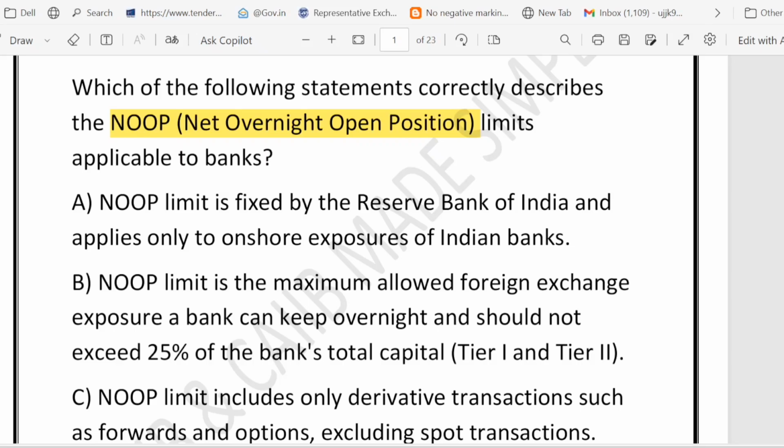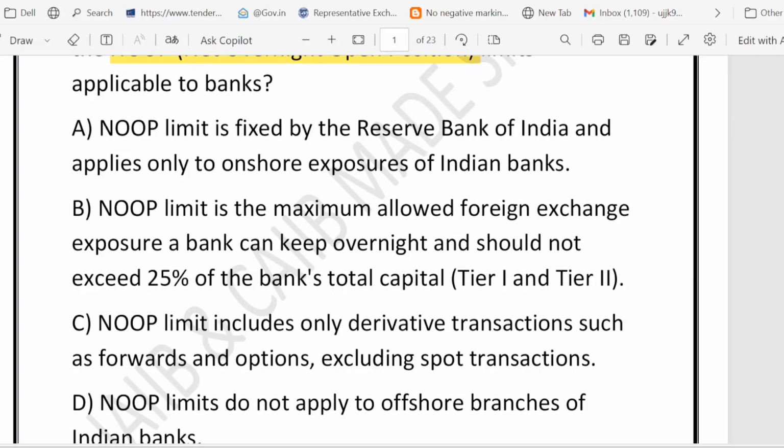So the question is, which of the following statements correctly describes the NOOP limits applicable to the bank? Let's go through option by option. Option A says NOOP limit is fixed by RBI and applies only to onshore exposure of the Indian bank. Option B says NOOP limit is the maximum amount of foreign exchange exposure a bank can keep overnight and should not exceed 25% of the bank's total capital. Option C says NOOP limit includes only derivative transactions such as forwards and options, excluding spot transactions. Option D says NOOP limit does not apply to offshore branches of Indian banks.